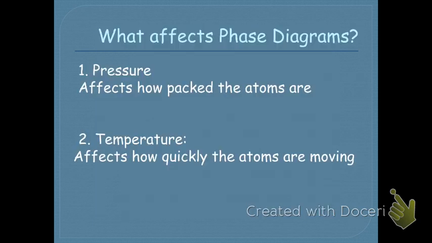Now the second thing is we have temperature, and this affects how quickly the atoms are moving. So you guys should already know this. If the atoms are moving a lot quicker, they're closer to a gas state, while if the atoms are slower and not moving very much, then it's more likely to be in a solid or liquid state.